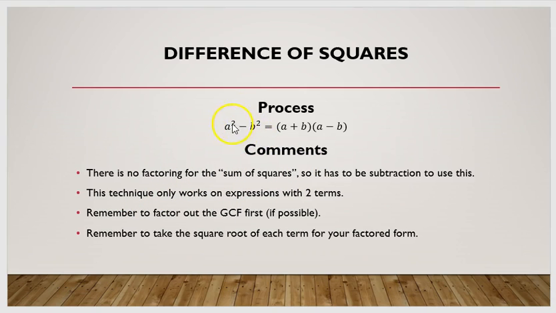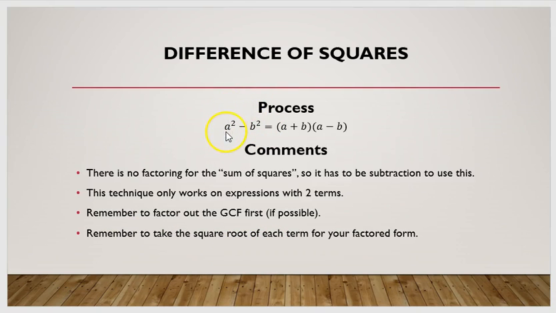Next, it only works when there are two terms. You have to have this term minus this term. Still remember to take out the GCF first if possible, because that may make it easier to do the difference of squares formula as the second step. And don't forget to take the square root of what you have for the a squared and b squared.